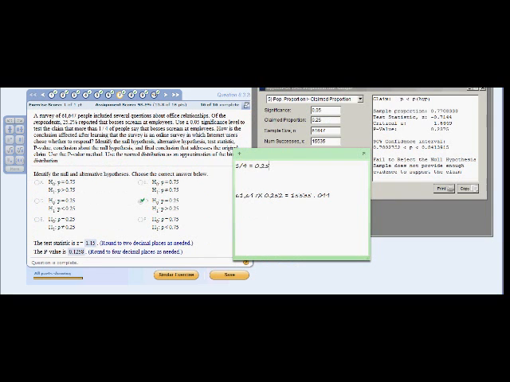Number 7, a survey of 61,647 people included several questions about office relationships. Of the respondents, 25.2% reported that bosses scream at employees. Use a 0.05 significance level to test the claim that more than 1/4 of people say that bosses scream at their employees. This will be your alternate. How is the conclusion affected after learning that the survey is an online survey in which internet users choose whether to respond? Long drawn out problem, but quick and dirty solution.